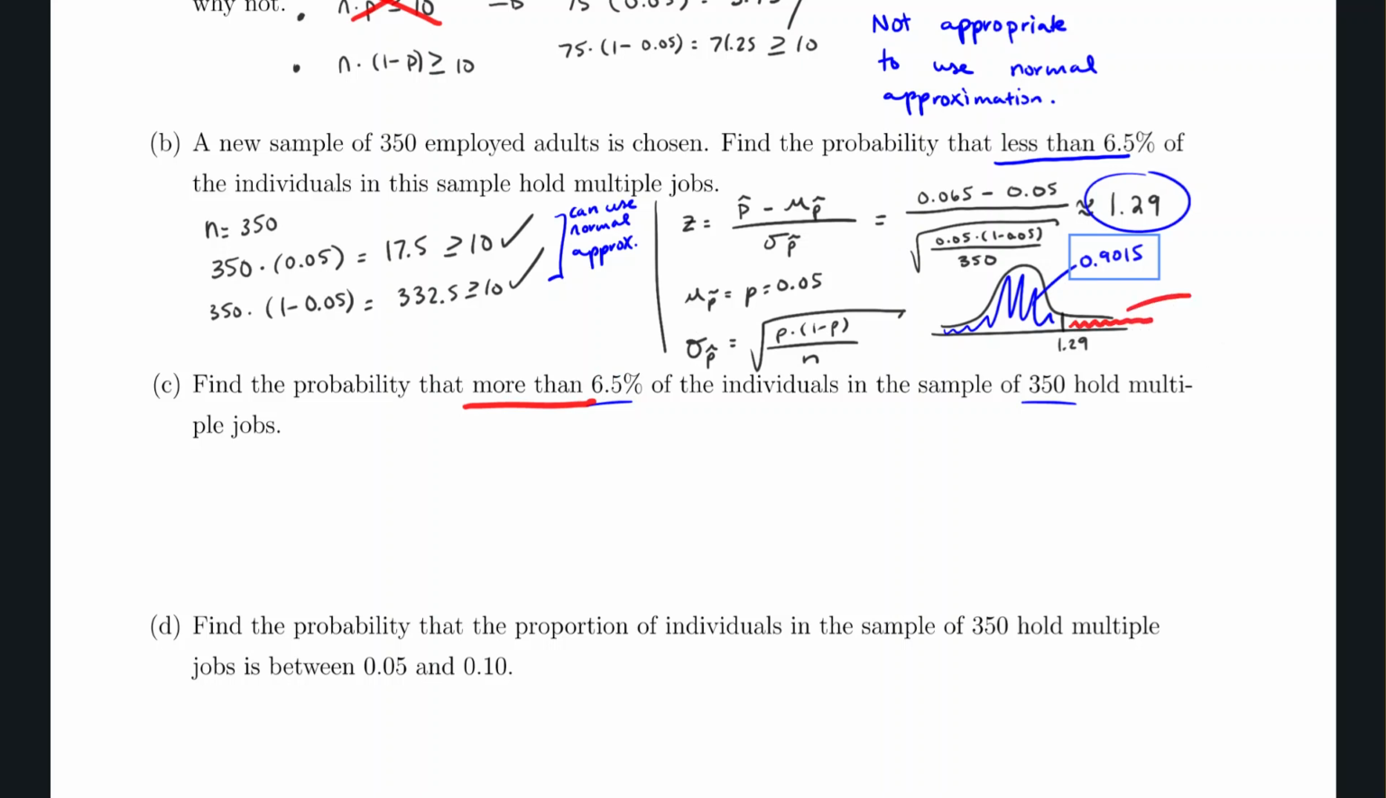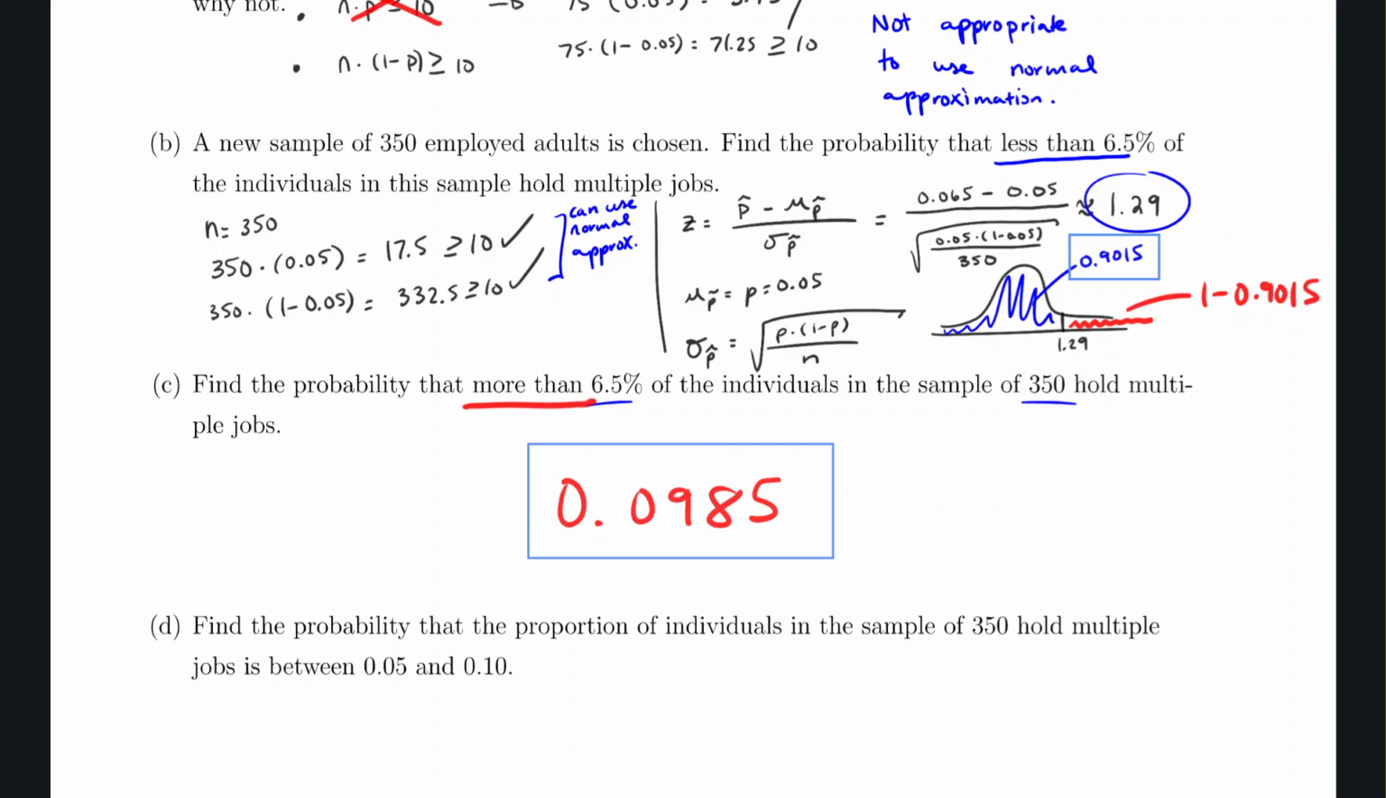Well, we know that the total area is 1, so 1 minus the portion I don't want, 1 minus 0.9015, will give me a value of 0.0985. So we got part C mostly from the work that we had involved in part B, just a small extra step.